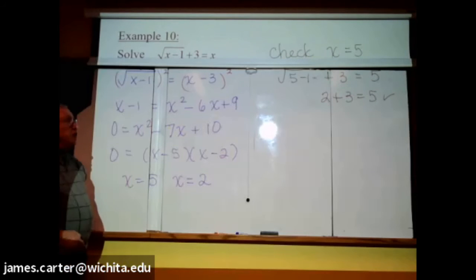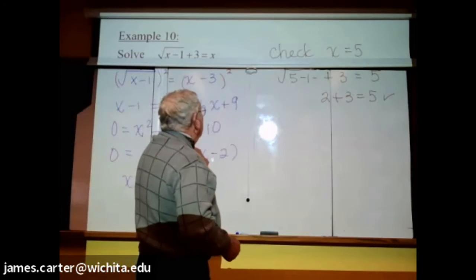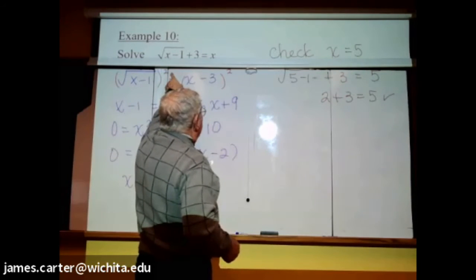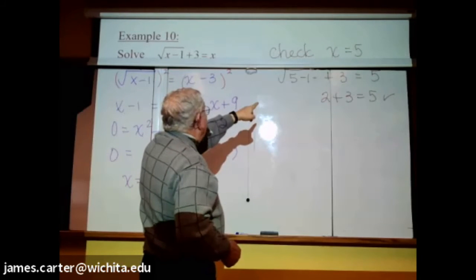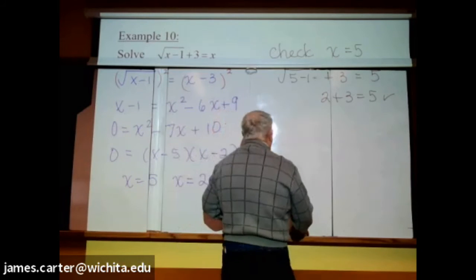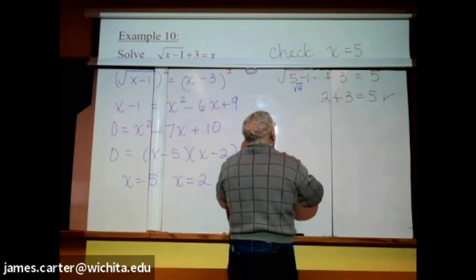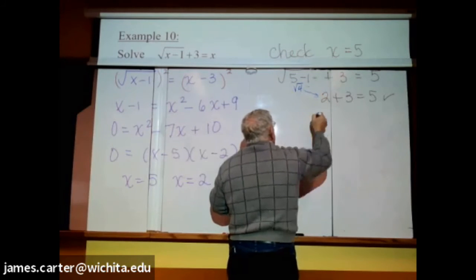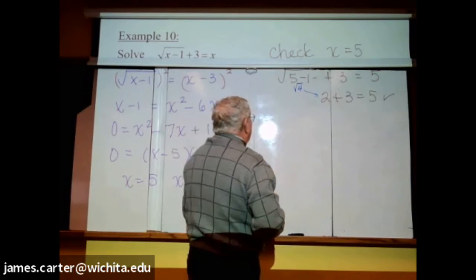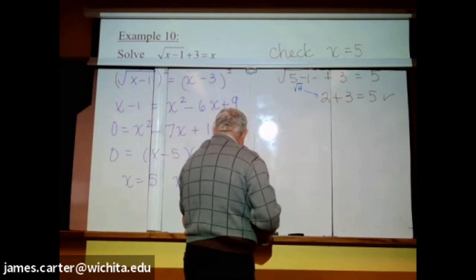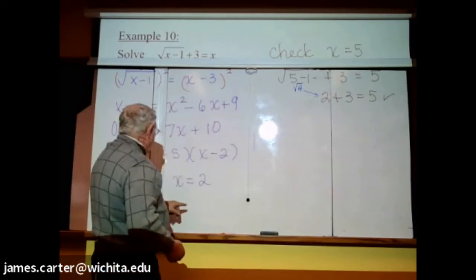So let's look at the two checks over here. The first check, I'm going to try the 5. I replace the x with 5. 5 minus 1 is 4. Square root. Okay, they left out a step. This gives you square root of 4, which is 2. And then you've still got that 3 add-on, and 2 plus 3 does equal 5. So that one checks.